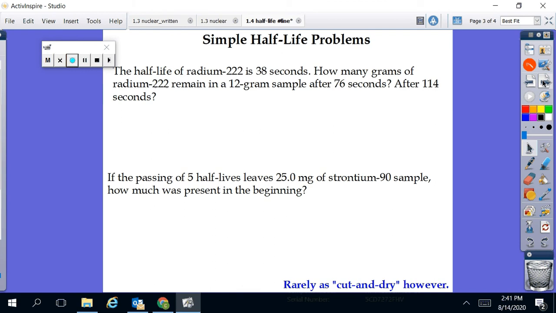The half-life of radium-222 is 38 seconds. If you want to pause this and read it yourself, why don't you do that now? How many grams of radium-222 remain in a 12-gram sample after 76 seconds, after 114 seconds? Okay, the way I solve this problem is I draw a number line.